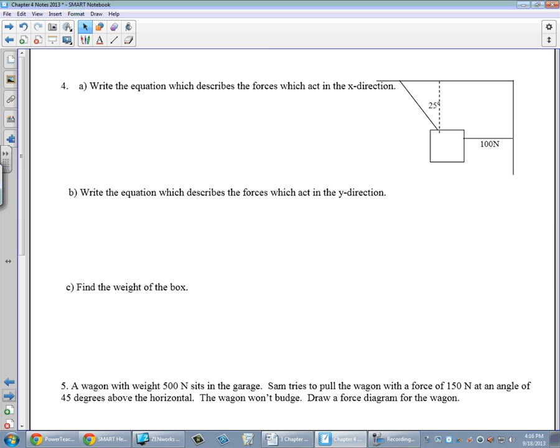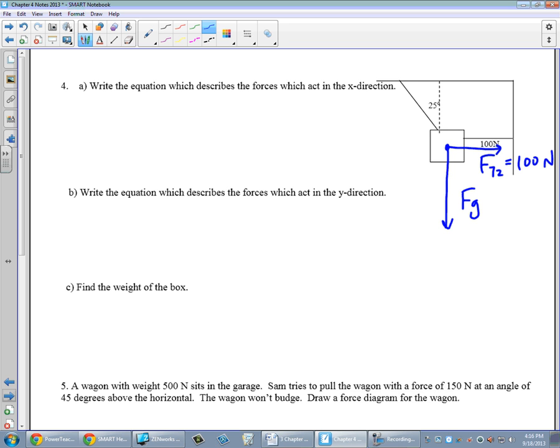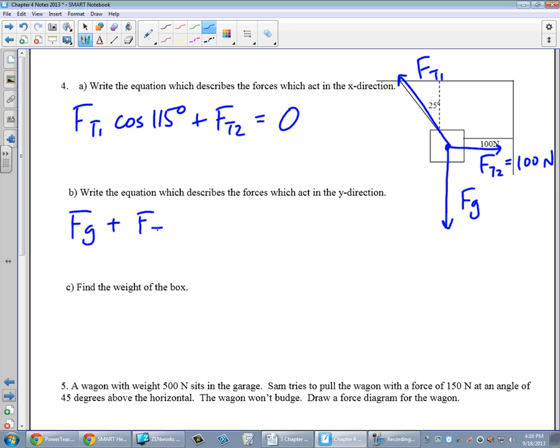Write the equation which describes the forces which act in the x direction. Well, this problem is essentially identical to the last one, except that instead of knowing FG, we know FT2. We know that FT2 is equal to 100 newtons. So I can write the equation, it's the same equation in the x direction, same equation in the y direction.